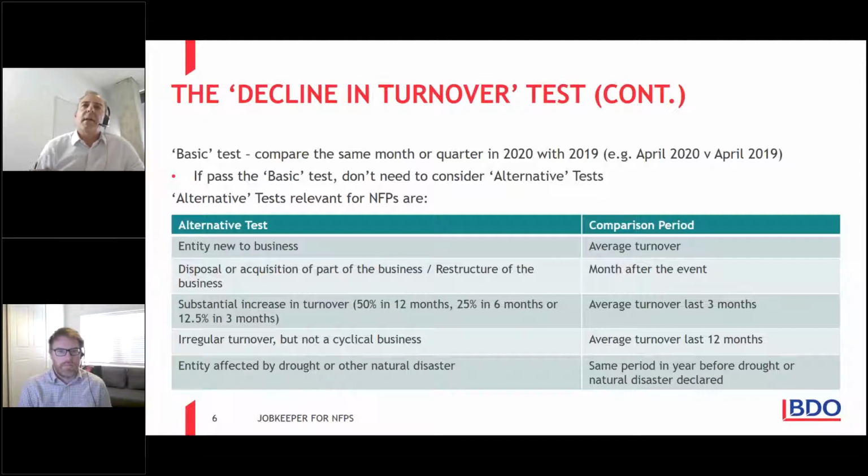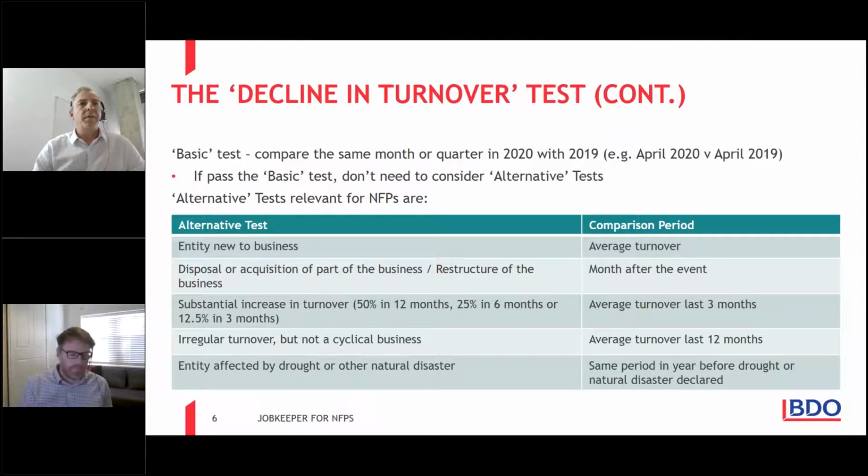So instead of going back and comparing just a flat 12 months ago, what was April 2020 looking like, most of these tests say a better, more applicable comparison is to go back and look at some averages or something else that gives us a better feel for what the business is like right now. So if you are new to business, if the business has only just started, if the charity's just started, there are actually two tests. You look at an average turnover since the business started, or the average over the last 3 months.